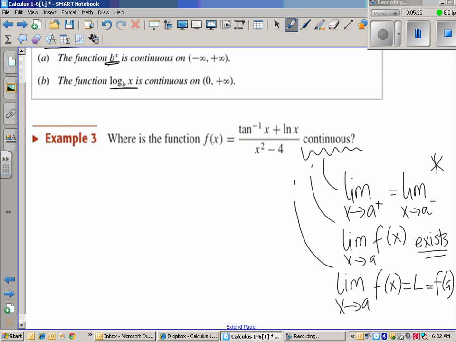Okay, so you can't have any discontinuities of any kind. No points out of line. You should be able to draw your graph from start to finish without lifting your pen off the paper. And so now when we take a look at this, we have to look at a couple of things.